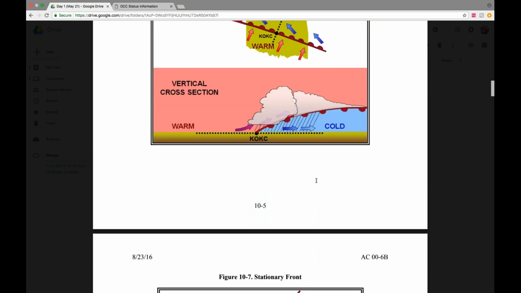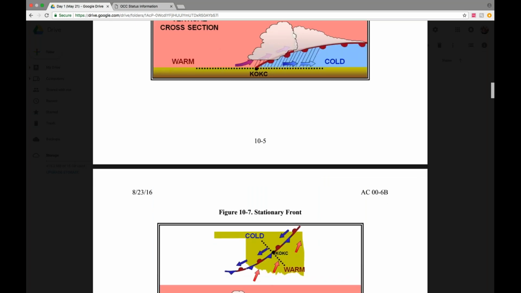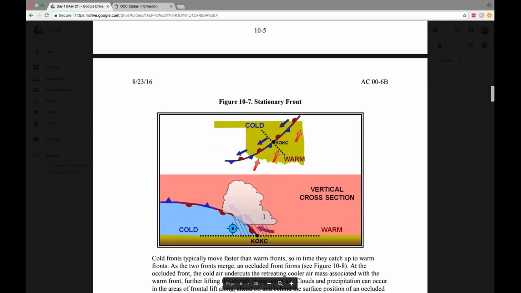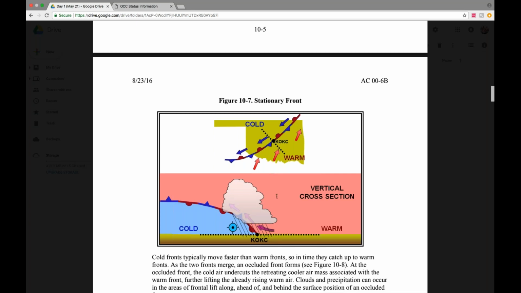So when we have an occluded front, basically neither one, it's just a struggle for power. Or I'm sorry, stationary front, it's just a struggle for power. So we'll still have the warm front, the cold front stationary, the warm front's trying to move up over the cold front. So it's a lot more stable of a storm system and a lot more longer lasting of a storm system.